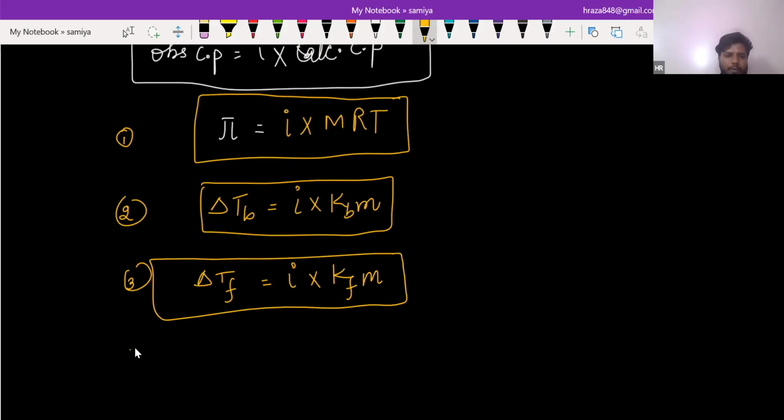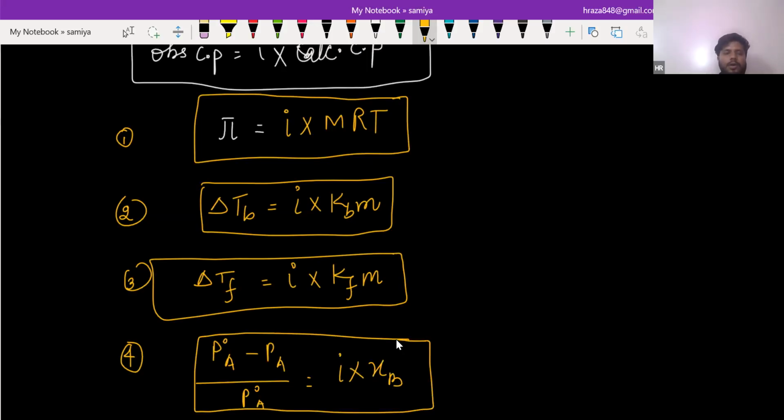Then again, the fourth colligative property, relative lowering in vapor pressure, will have the value (P naught A minus PA) upon P naught A equal to i into mole fraction of solute. Please write it and let me know.